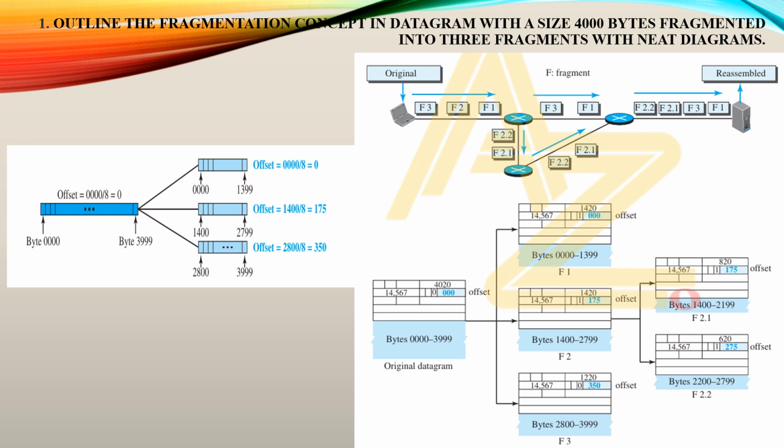So 0000 to 1399. That offset can be calculated by dividing by 8. The starting address value divided by 8 will give you the first offset number, and the next starting value divided by 8 will give you another offset, and then the third offset. So this is how it is done, and here you can see how the data is transferred. Here F1, F2, F3: the data is divided, the 3 fragmentations are done, and the fragments may be fragmented again into different parts and reassembled at the server. So this diagram with this calculation we have to write in detail, which carries 10 marks.